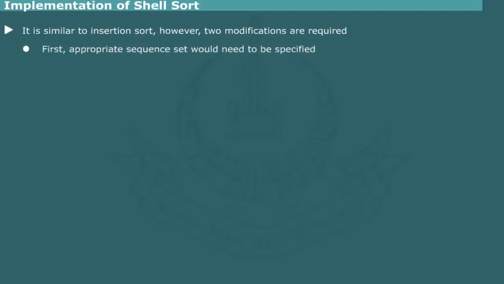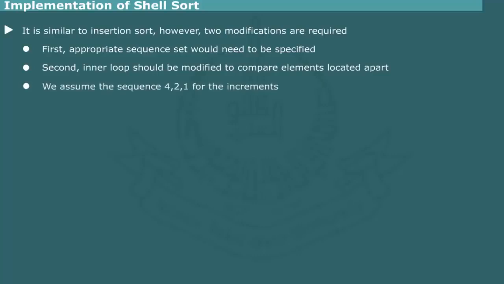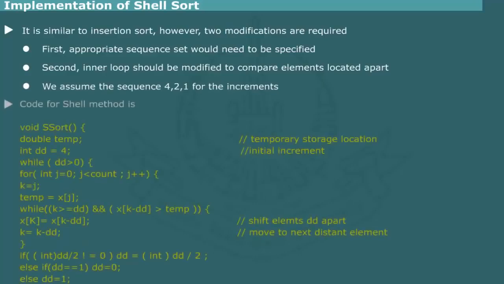Implementation of shell sort. The implementation of shell sort method is similar to that of insertion sort. However, 2 modifications are required. First, an appropriate sequence set would need to be specified. Second, the inner loop should be modified to compare and shift elements which are located apart according to the specified increment sequence. We assume the sequence 4, 2, 1 for the increments.